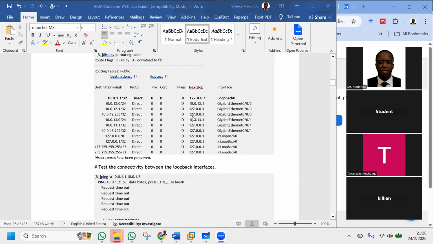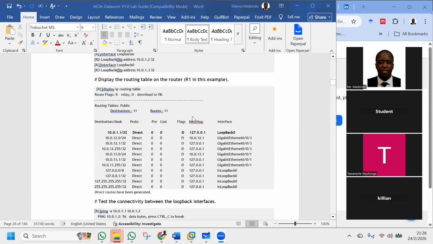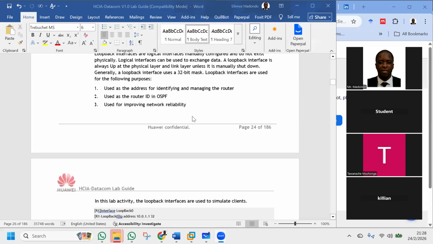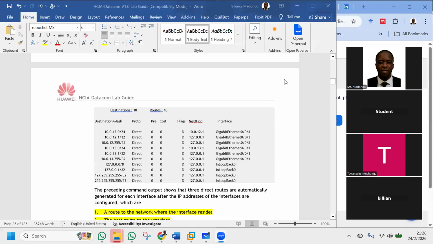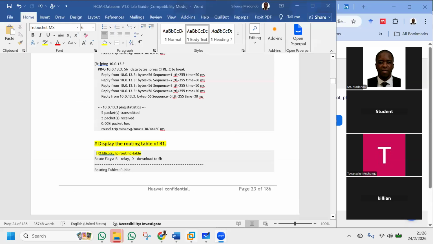Right. Continuing. Okay. A little bit late, but we had configured our topology.